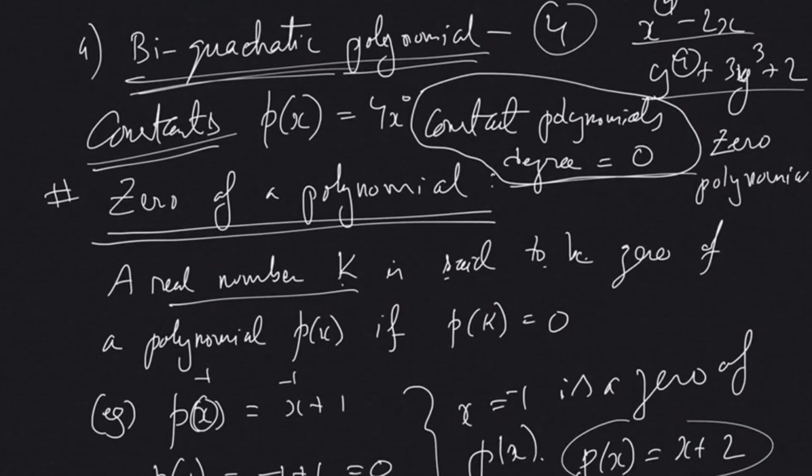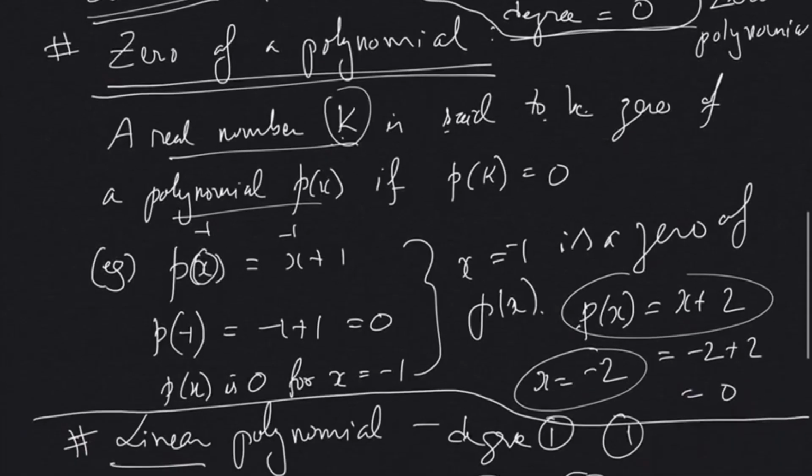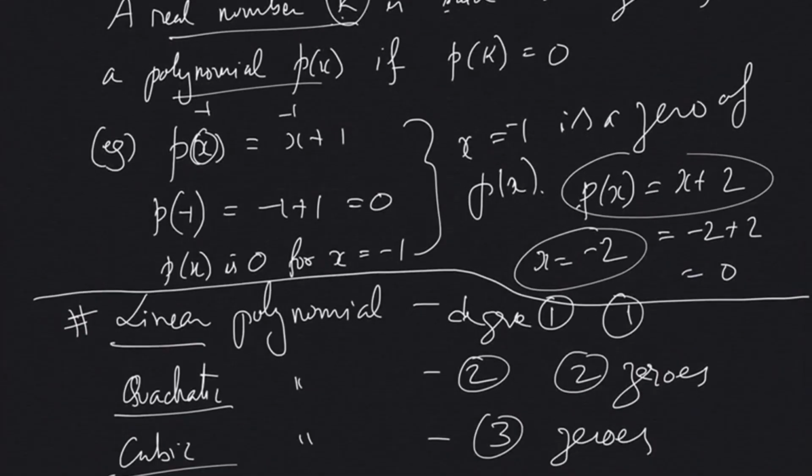And zeros of a polynomial, as we have all studied in the earlier classes of class 9 and on, is that real number k which converts the given polynomial to 0 when it is substituted by the value of k. So if the degree of a polynomial is 1, then it can have a maximum of 1 zero. If the degree of the polynomial is 2, it can have a maximum of 2 zeros, and degree 3 a maximum of 3 zeros, and so on. Like if a polynomial is of degree 4, it will have a maximum of 4 zeros, and so on.